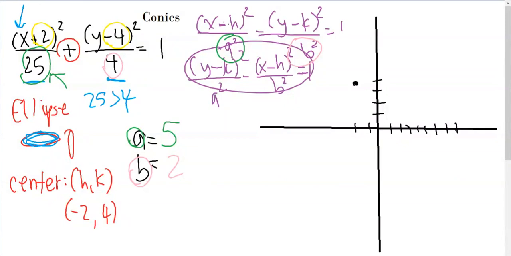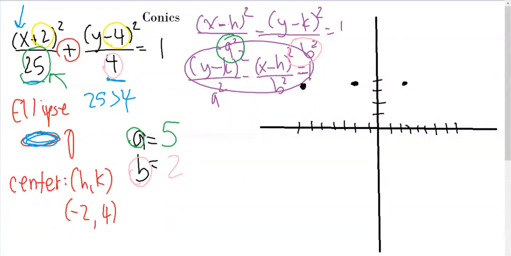So we're going to go ahead and move from this center point over 5. So we have 1, 2, 3, 4, 5. And we're going to move left 5 as well. So if we're at -2 here, we're going to go 1, 2, 3, 4, 5 over.